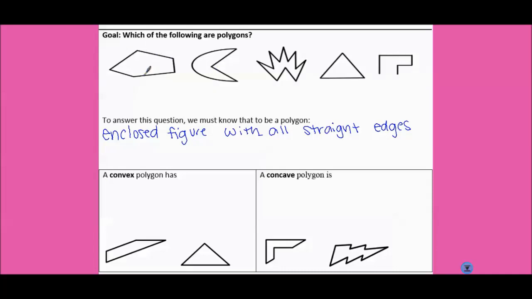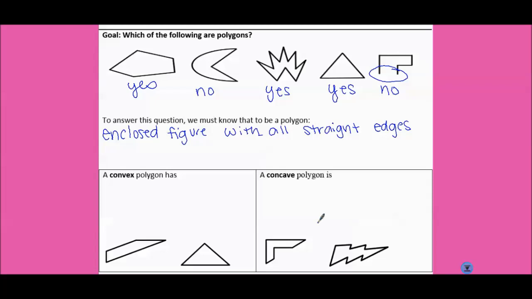So this first one, this is a polygon. This one, because of this curved edge, is not a polygon. This one that kind of looks like some spiky hair or fire, that one is a polygon, all straight edges. Again, yes, it's a polygon. You know it as a triangle. And this one is not a polygon because of this side here where it is not enclosed.